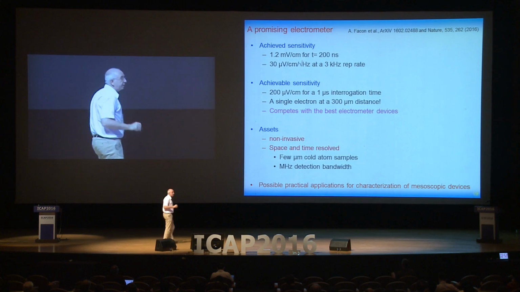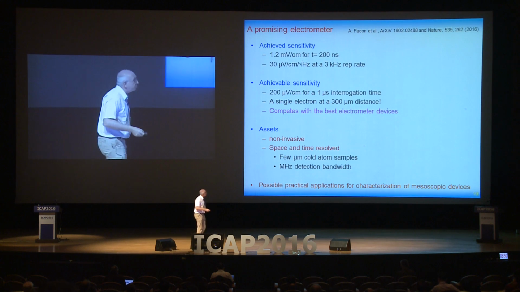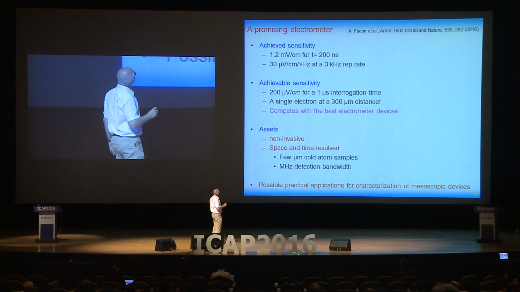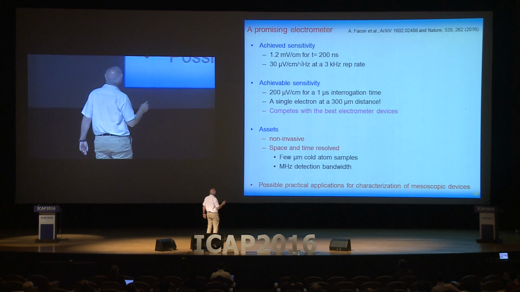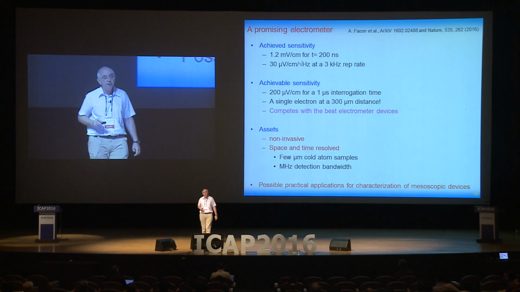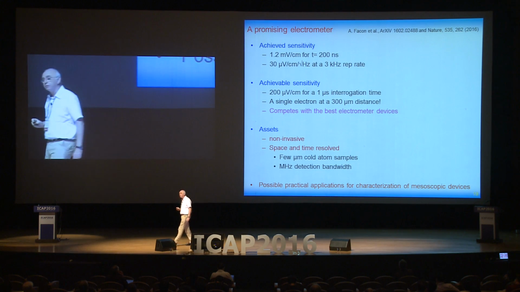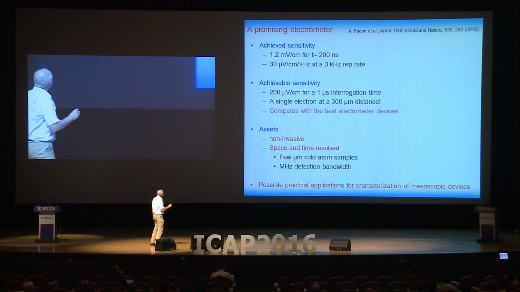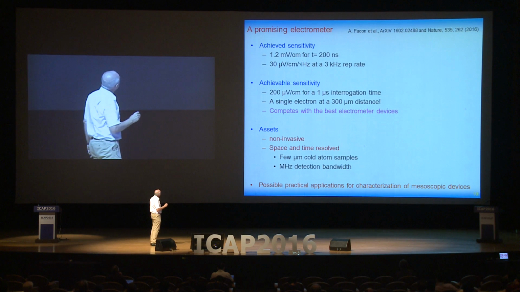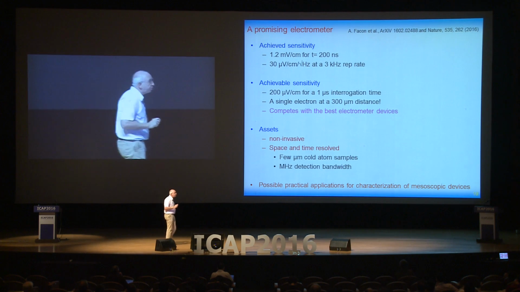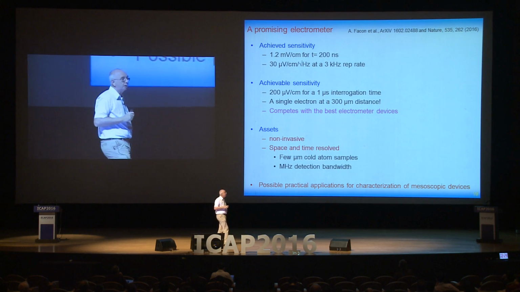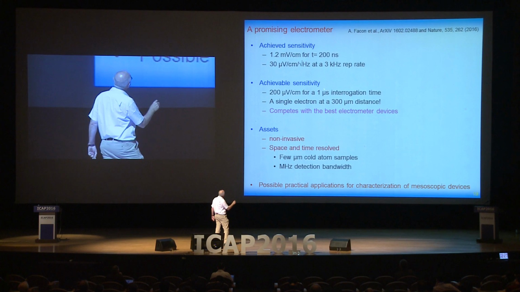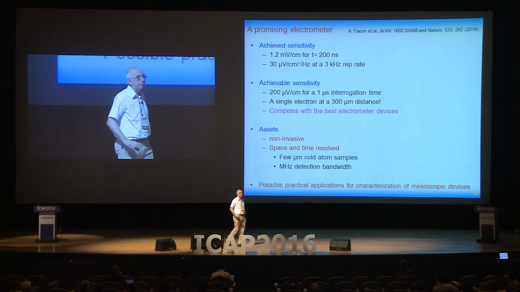What is interesting is, first, that we go with these quantum states below the standard quantum noise, but also that we achieve an interesting sensitivity, 1.2 millivolt per centimeter for 200 nanosecond integration time. If we can get rid of these fluctuations, we could obtain a pi phase shift for the interference pattern for 200 microvolts per centimeter and a 1 microsecond interaction time.